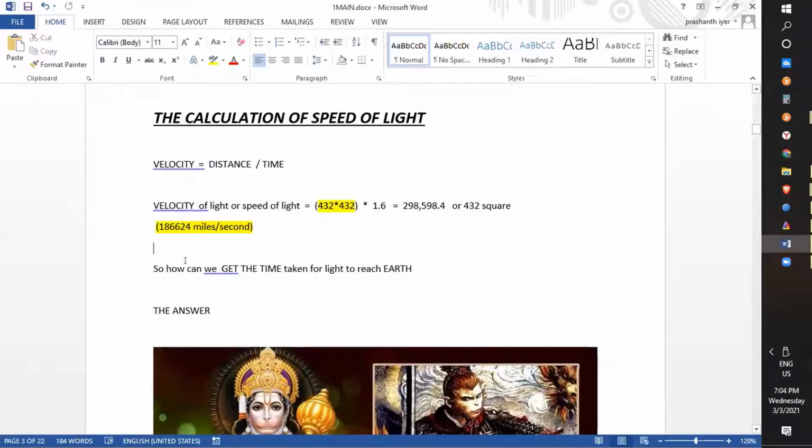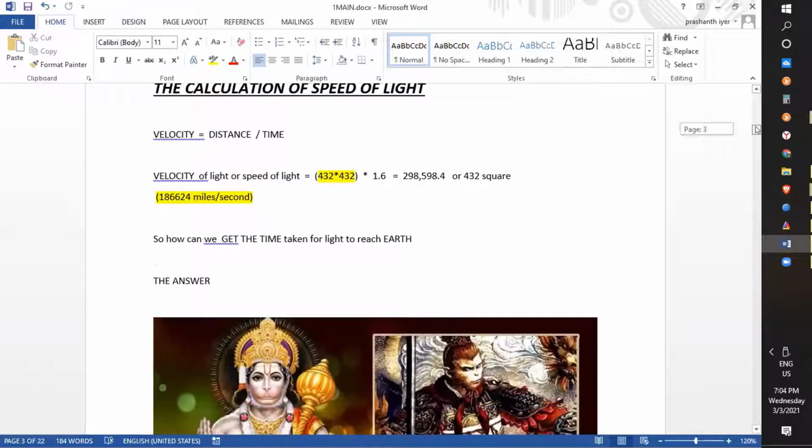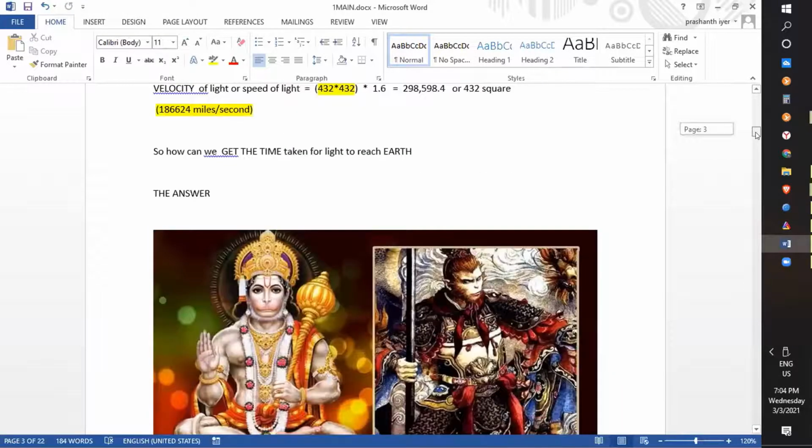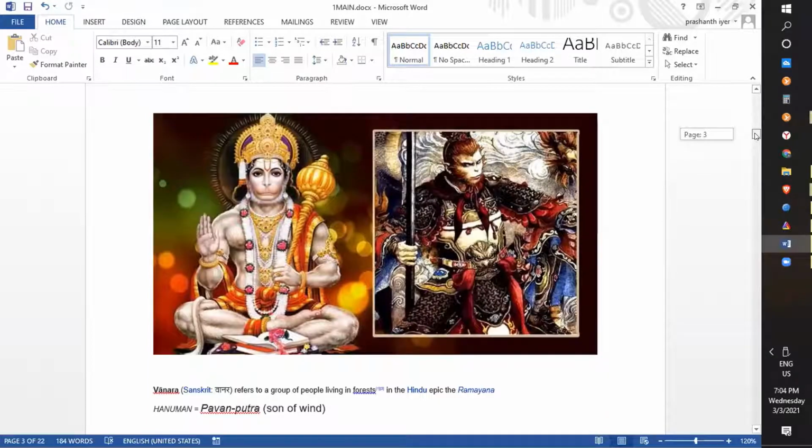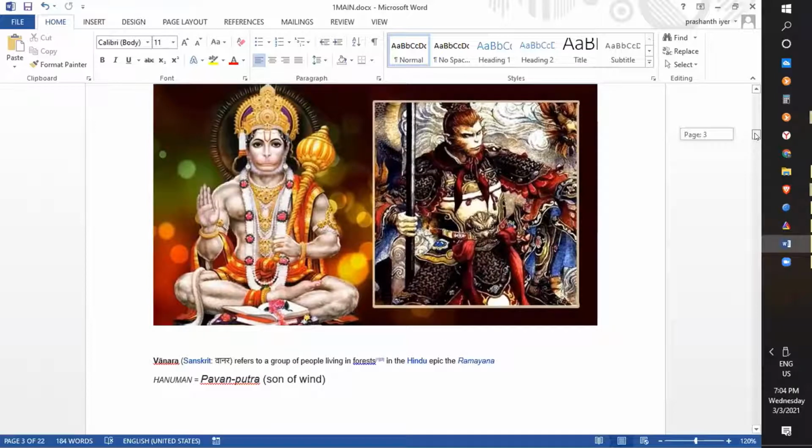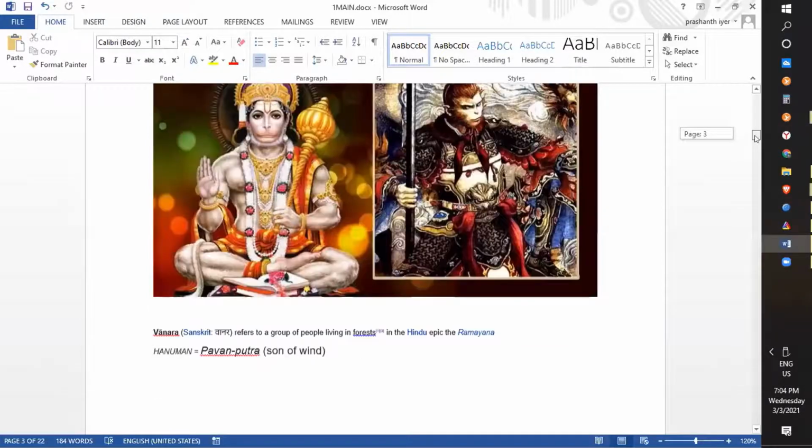Now, how would some ancient civilization have gotten this without doing any great math? So this is the Indian god. They say he's the son of wind. He's called Hanuman. But there are similarities between civilizations. This is called the Monkey King in China. So they pray to them or not? So let's go to the equation.